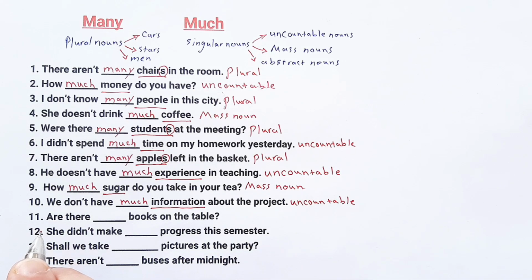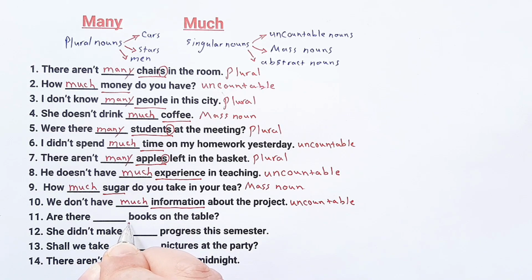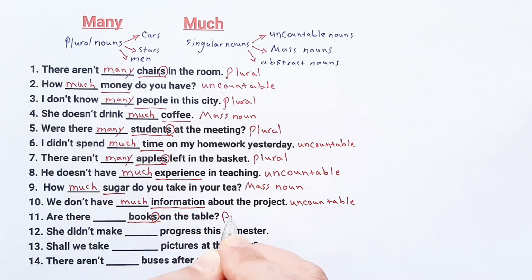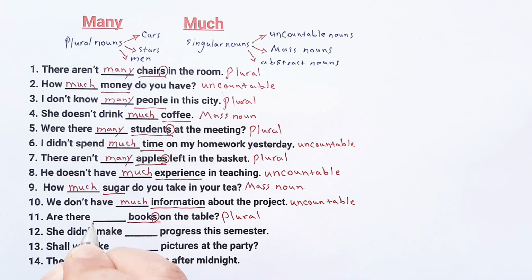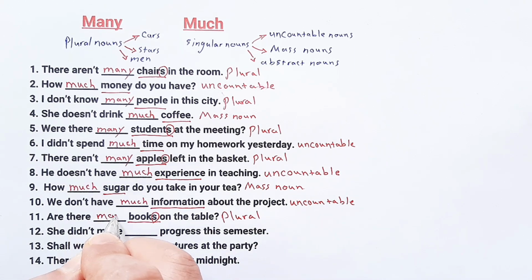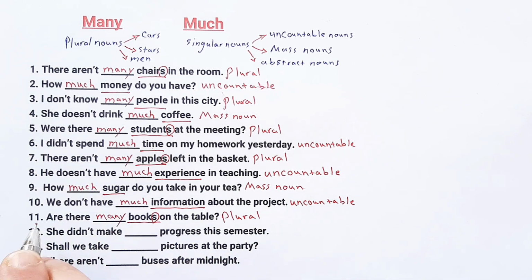Number 11, are there blank books on the table? Likewise, previous questions, we know that books has plural s, so it's a plural noun. For them we must use many. Are there many books on the table?